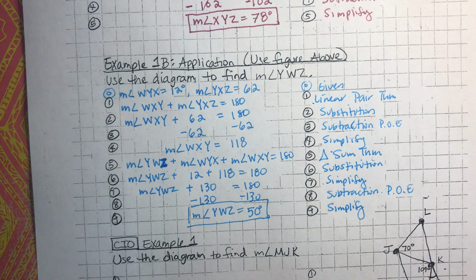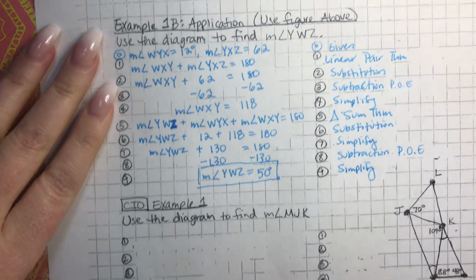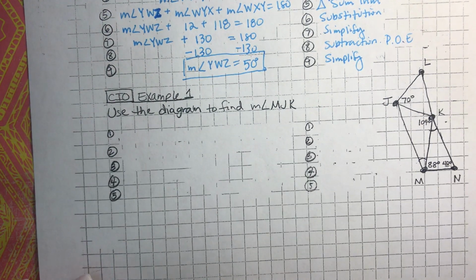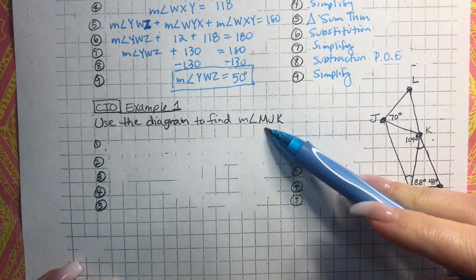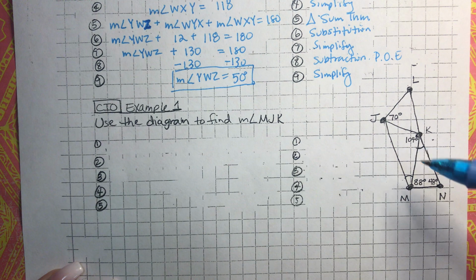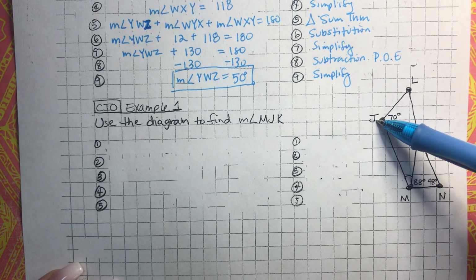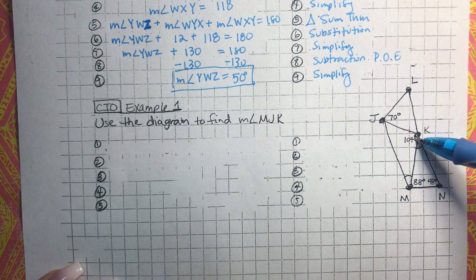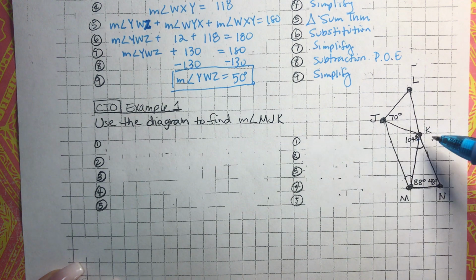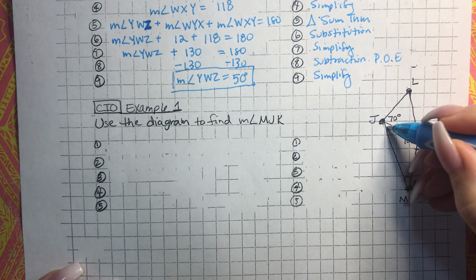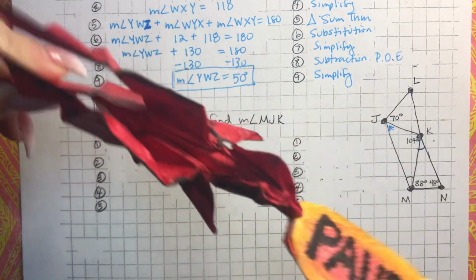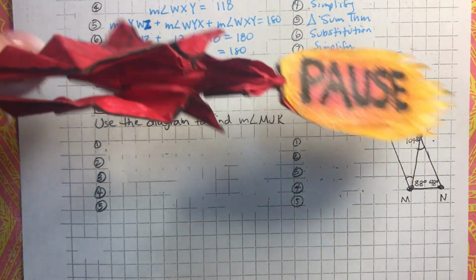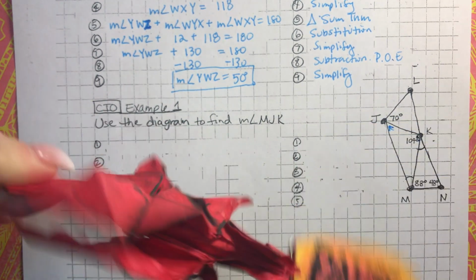Perfect, perfect. Okay, now it is your turn to check it out. So go ahead and use this diagram right here to figure out what the value of MJK is. Ooh, MJK, so this one right here. All right, where's my friend? Oh, here's my friend, the pause dragon. Make sure you pause your device, work it out. When you get done, press play and we'll talk about it together. All right, see you in a bit.